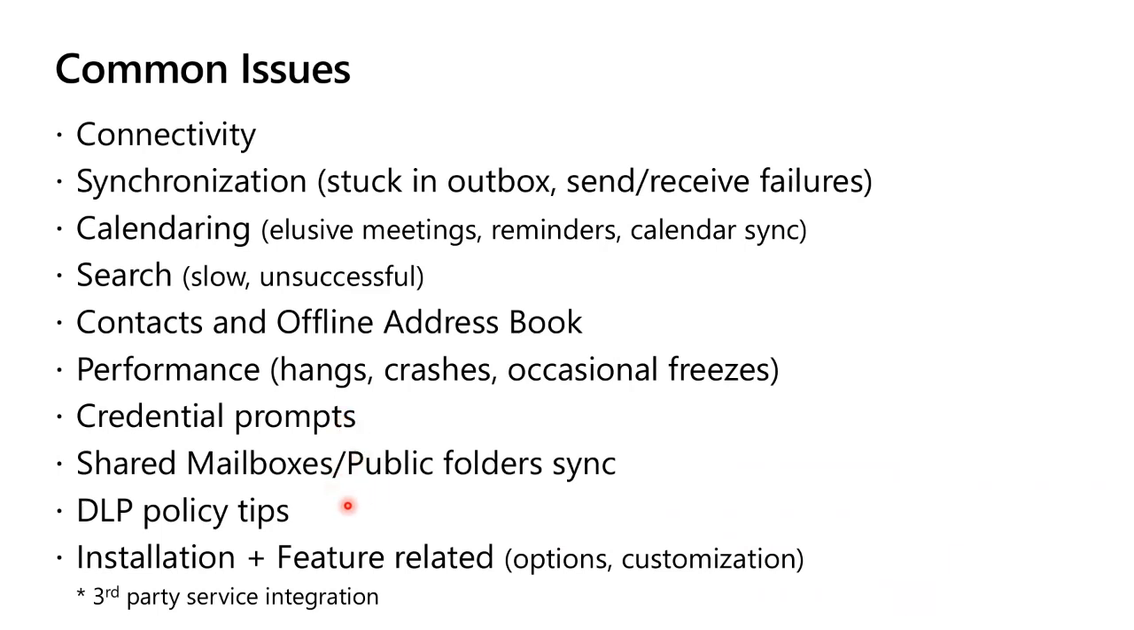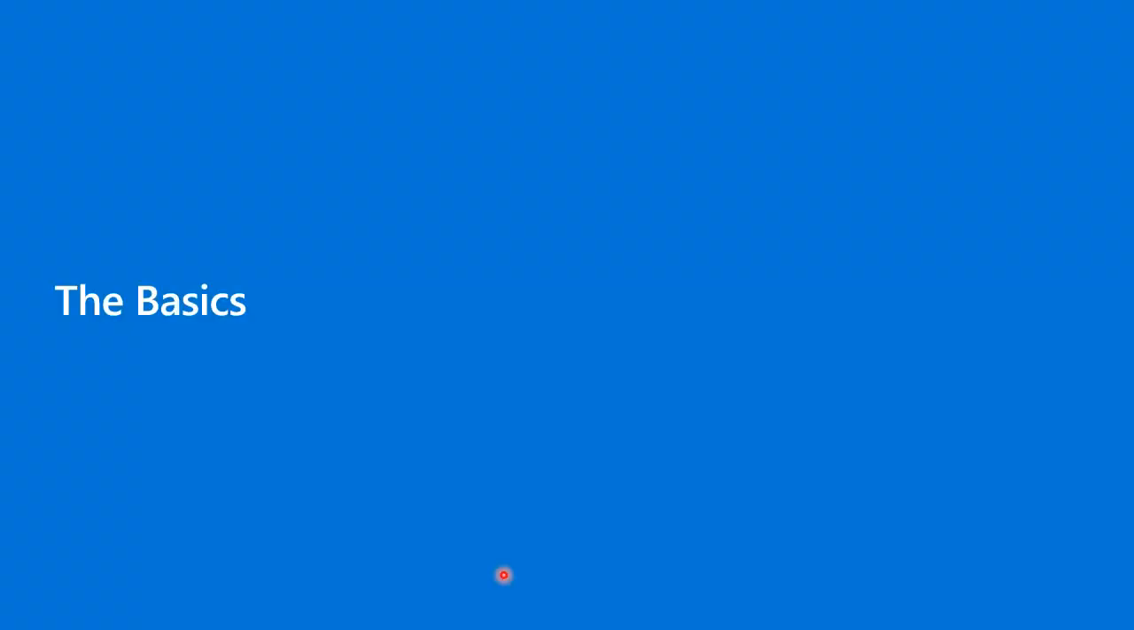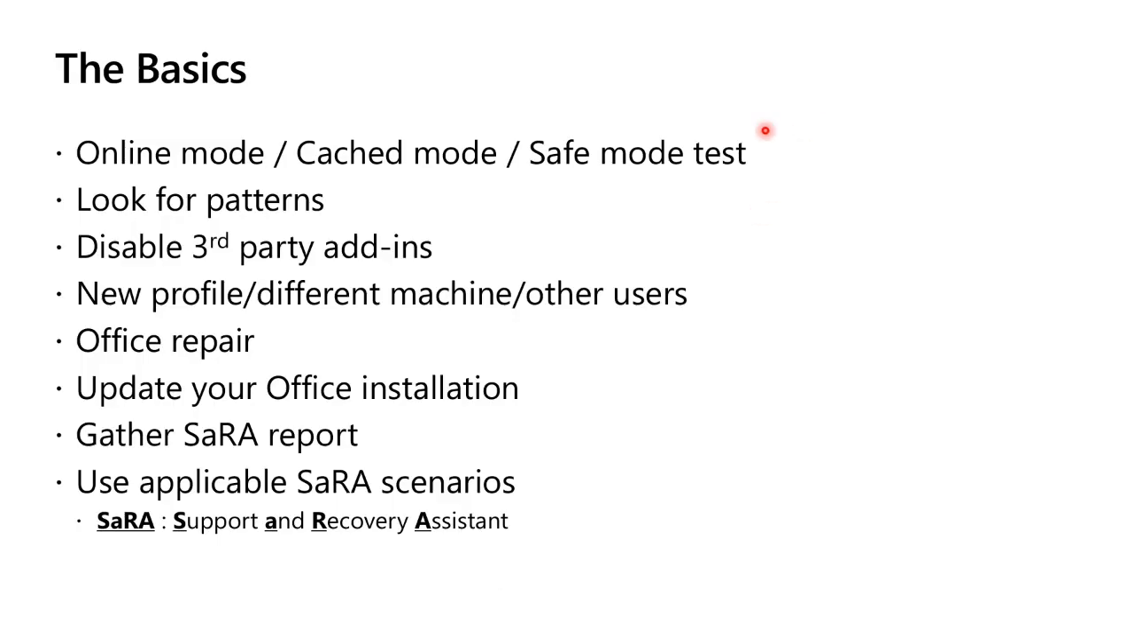And one of the major issues that we see would be with regard to DLP policy tips, because there is a set of defined structure where DLP policy tips are supported for the Outlook client and some are not. And then there are issues related to installation or features. So talking about some of the basics that we need to check when it comes to these issues.